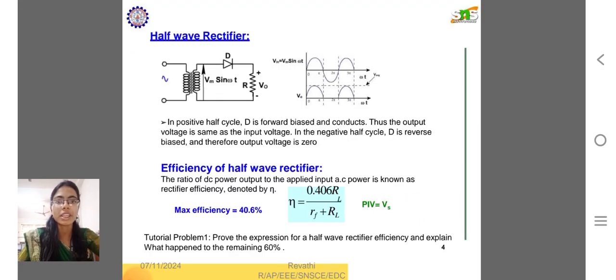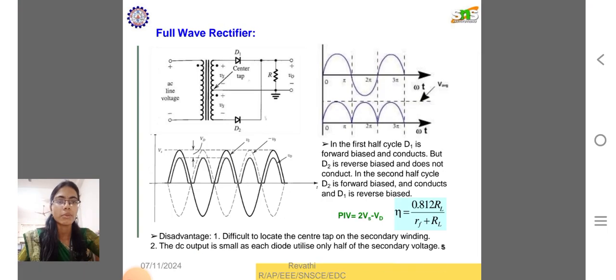In a half wave rectifier, in the positive half cycle, D is forward biased and conducts, so the output voltage is the same as the input voltage. In the negative half cycle, it is reverse biased, therefore the output voltage is zero. The efficiency of the half wave rectifier is the ratio of the DC power output to the applied input AC power, known as rectifier efficiency, denoted by eta. The maximum efficiency is around 40.6%.